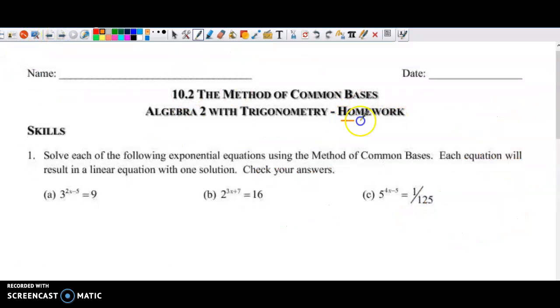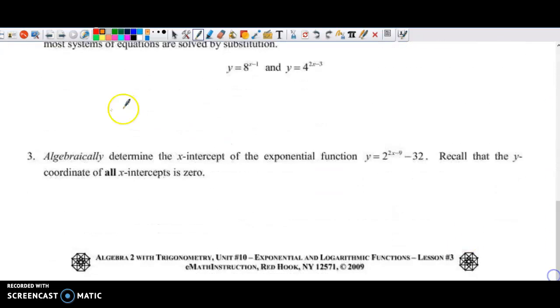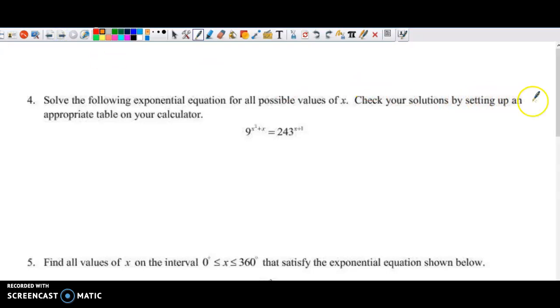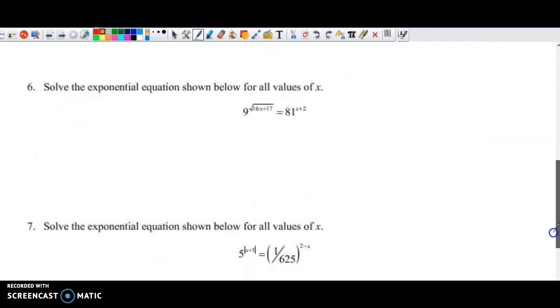Let's see. So in our homework, I wonder if there's any more of those theta problems. Yep. So we're going to have to remove question 5, but everything else looks fine.